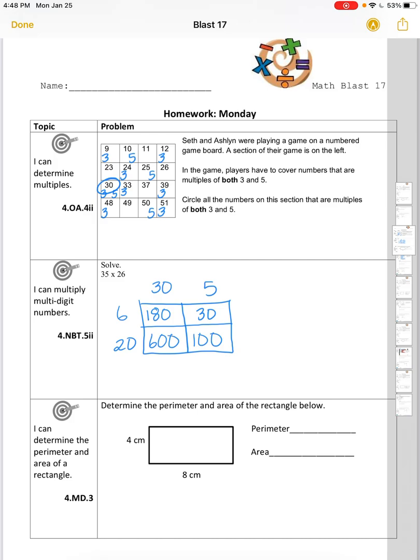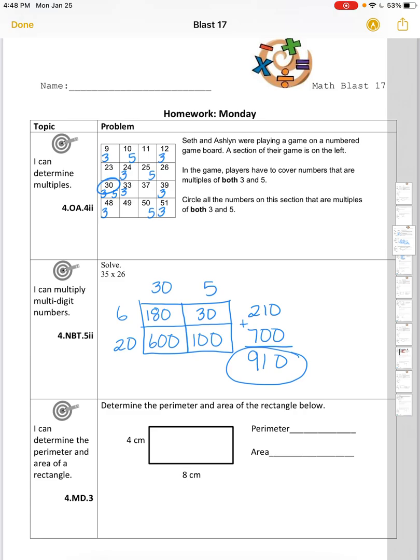Each of the numbers in my area model are partial products. So I'm going to add those together. I get 210 across the first row. 180 plus 30 is 210. 600 plus 100 is 700. And now I'll add these parts together, and I get 910. So 910 is the product, the answer to the multiplication problem.